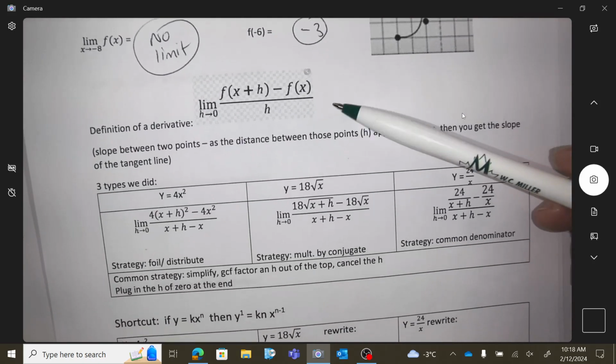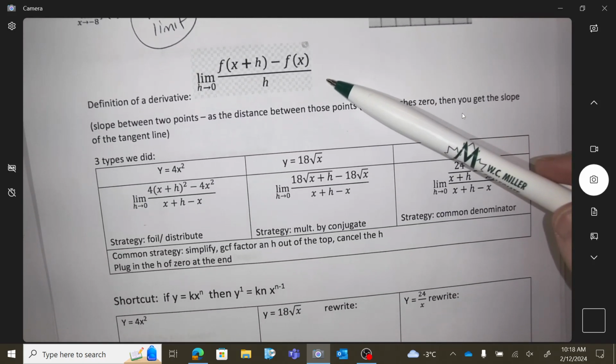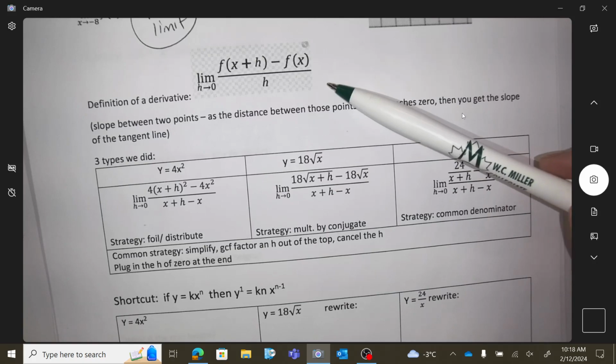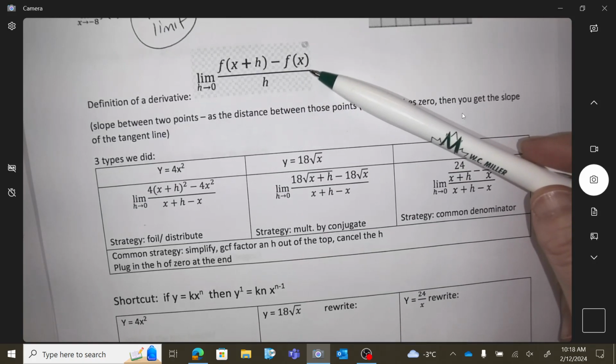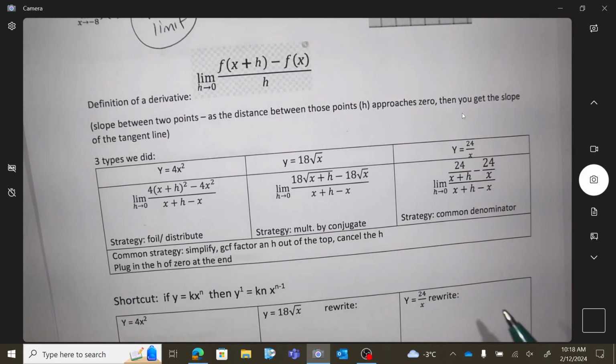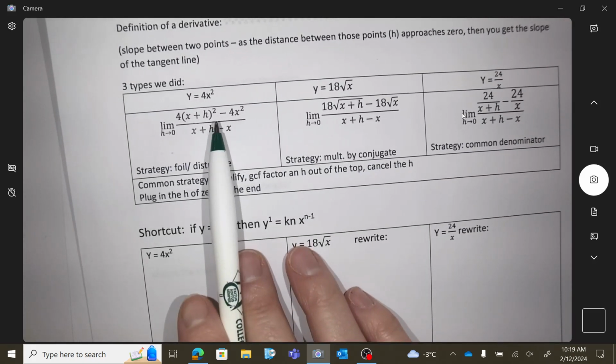Okay, so we're going to take the definition of a derivative. This is what the definition would be. So when I say do this by the definition, that's what it would mean. Okay, so we have the polynomial one.